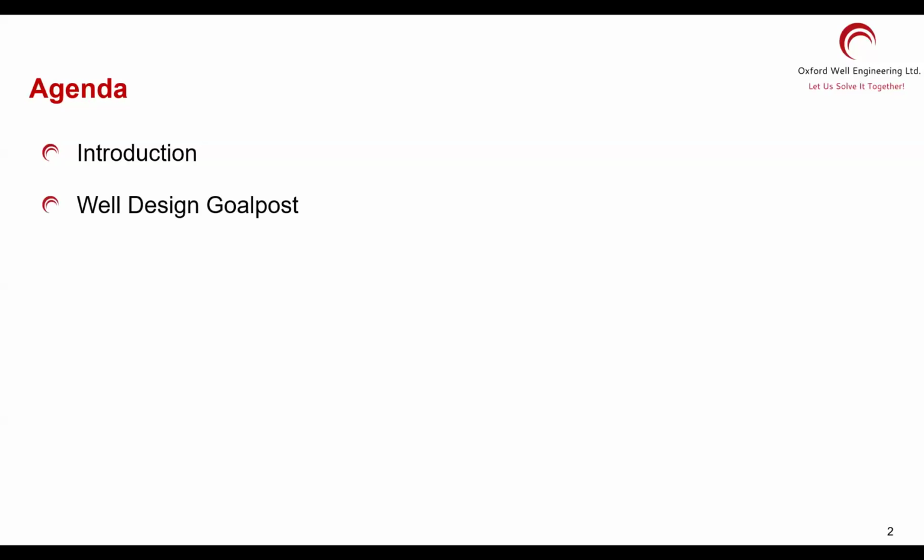Well-design goalpost. What is the goalpost that you need to follow? What is the scope of this design? This is the most important question. When a design comes to you for a solution, or you want to build a design, think about the scope. What does this well design need to achieve to be successful?